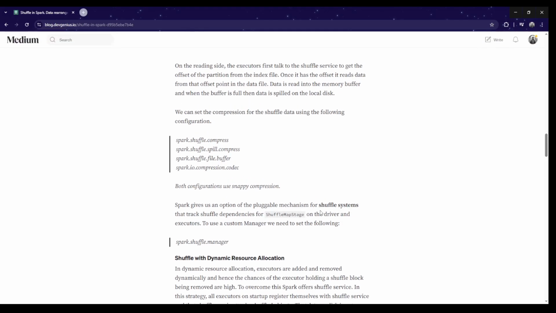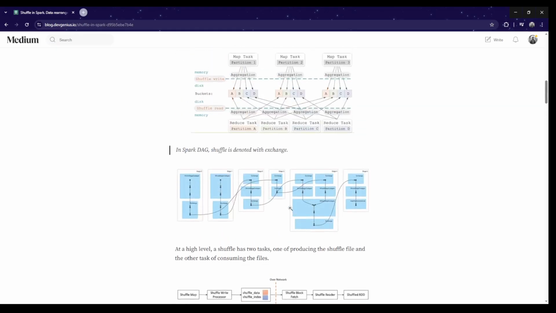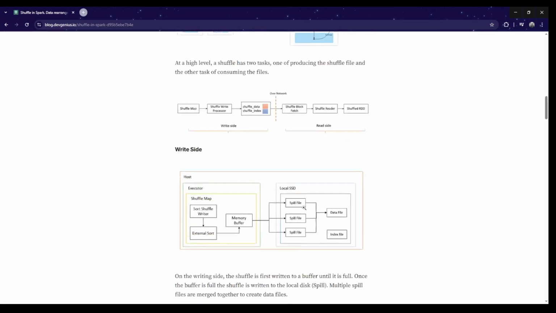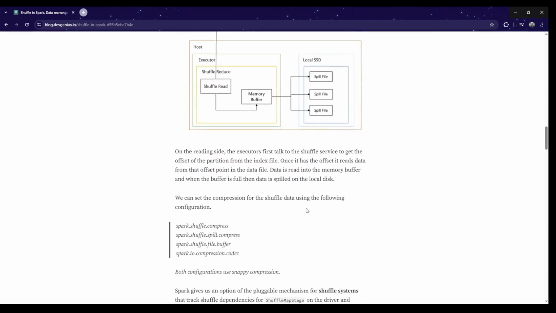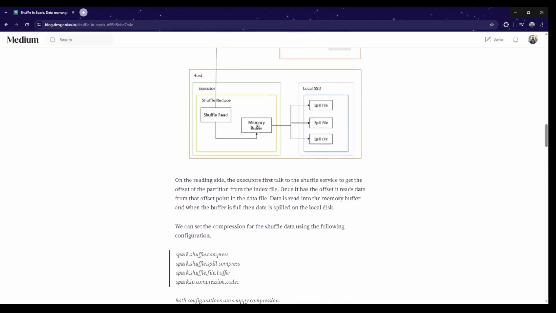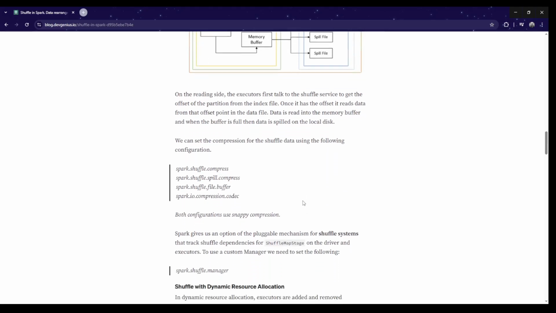So this is how the shuffle process happens in Spark, and why it is slow and why it is a resource intensive work. We have gone through that. So how this shuffle can be improved is, first of all, we can reduce the amount of data that needs to be exchanged. So that is one way.